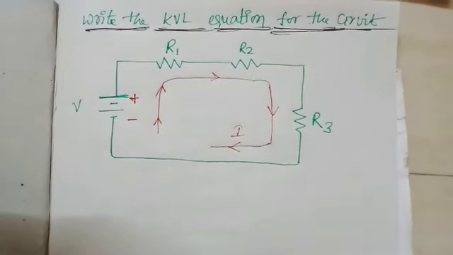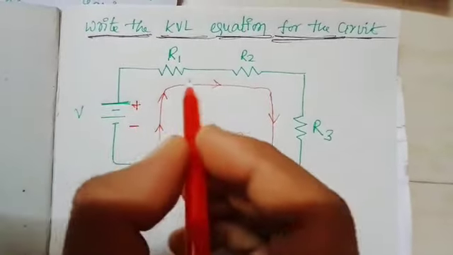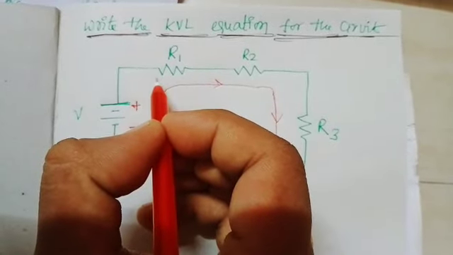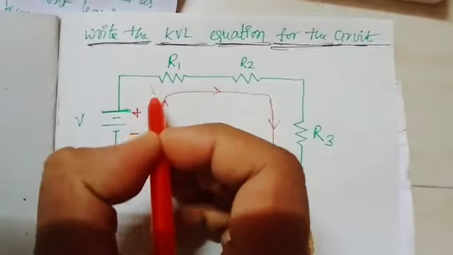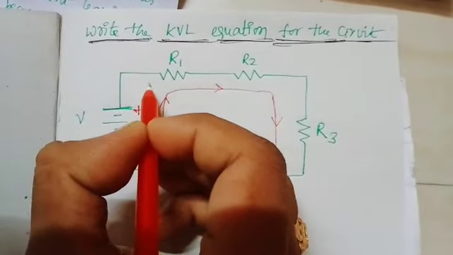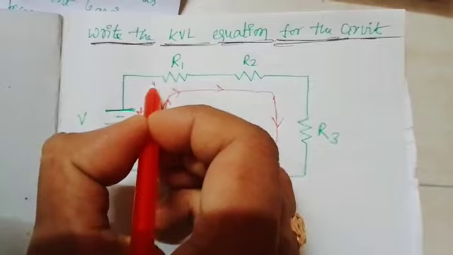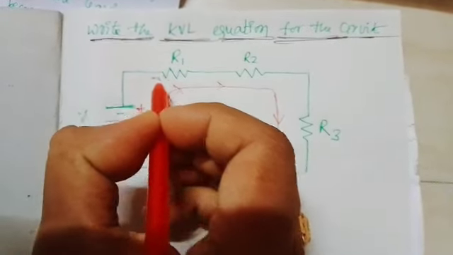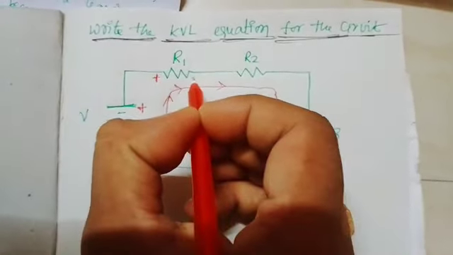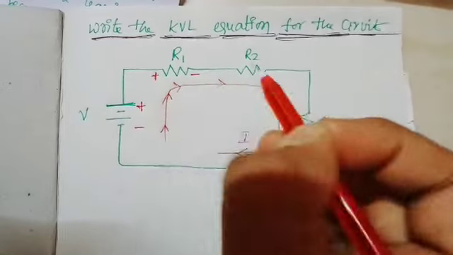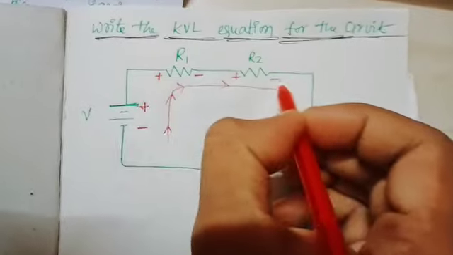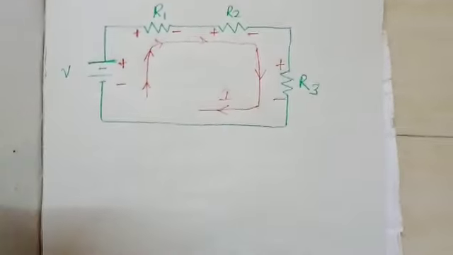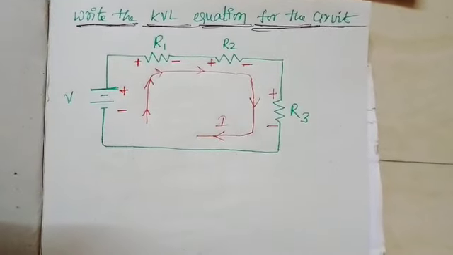The next step is we will denote the polarities at each and every passive element in the circuit. In this direction, if the current is entering at this point, this point becomes the positive terminal, and the current is leaving at this point and it becomes negative. Similarly for R2, the current entering point is the positive terminal and the leaving point is the negative terminal, plus minus.